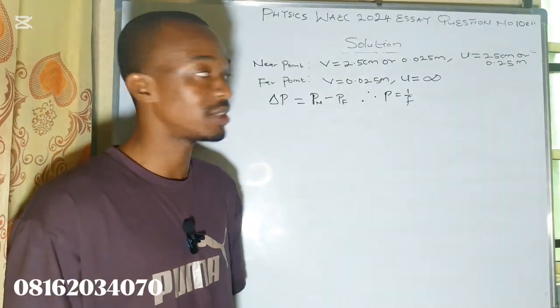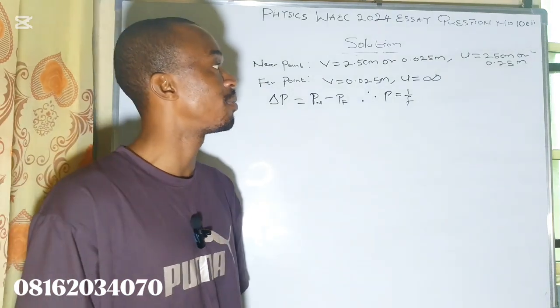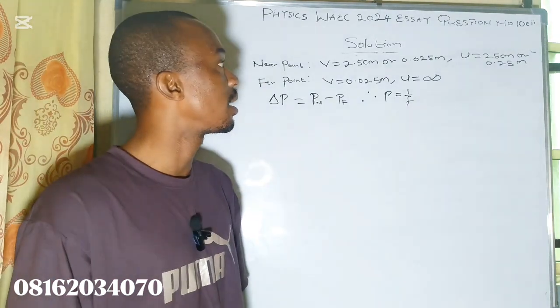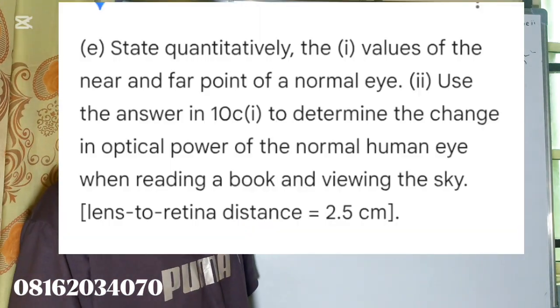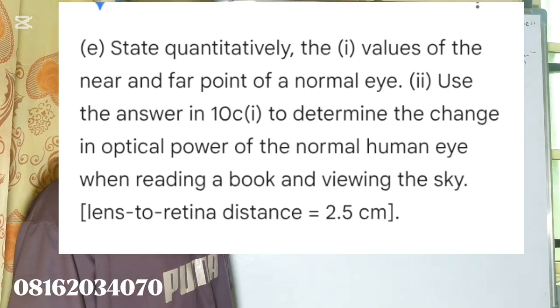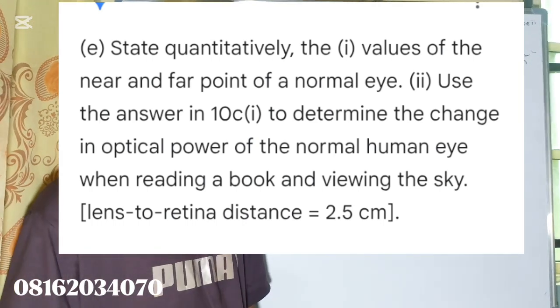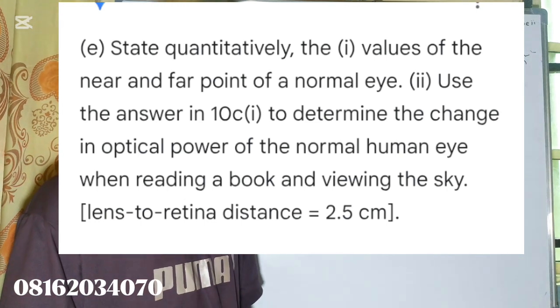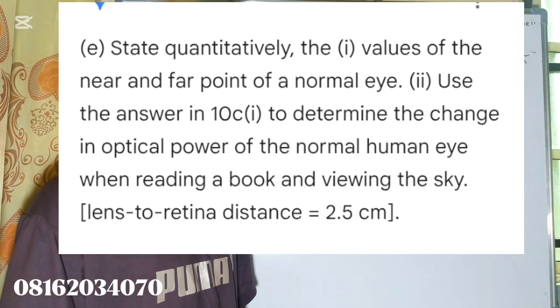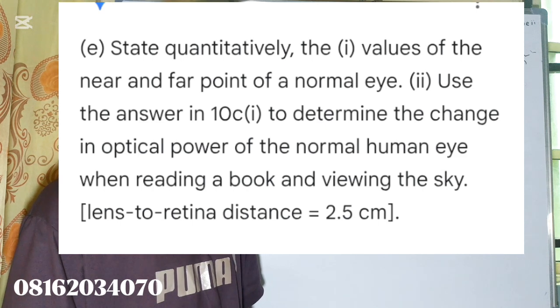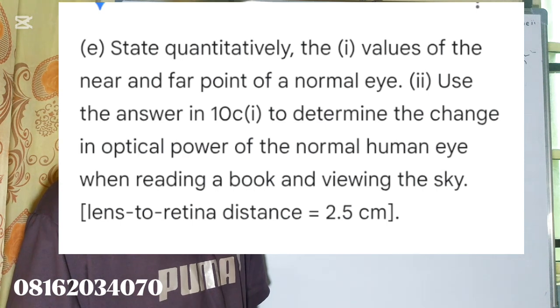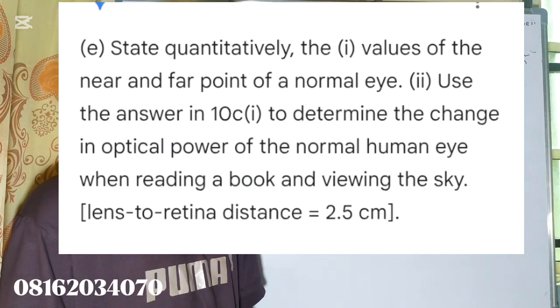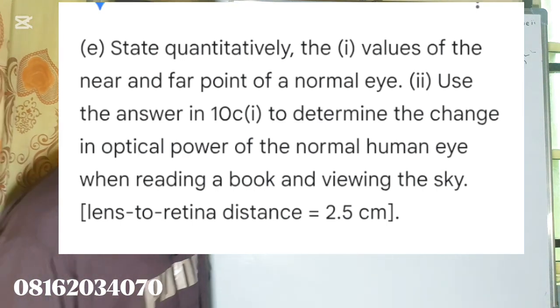My name is Mr. Darlington, and today we are going to be solving question number 10 EII, Physics WAEC 2024. I'm going to read the question so that you can solve along with me. It reads: use the answer in 10 EI to determine the change in optical power of the normal human eye when reading a book and viewing the sky. Lens to retinal distance is 2.5 cm. Let's go to the board.